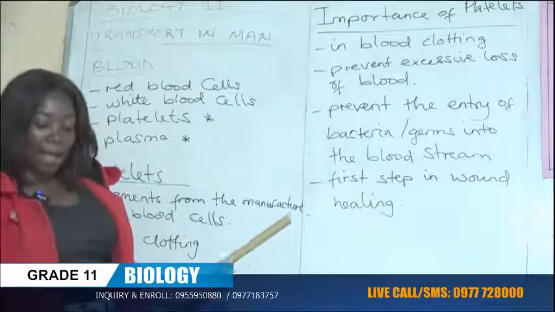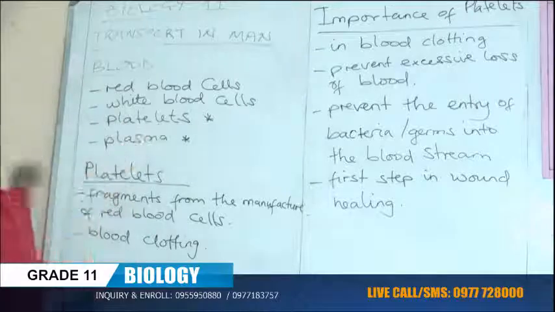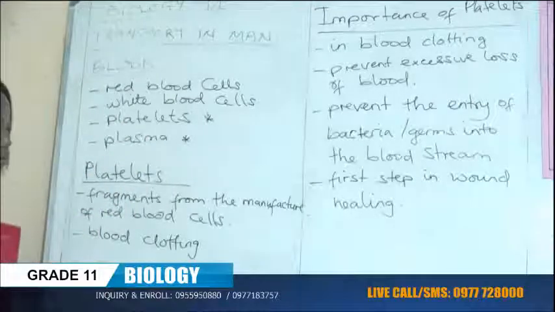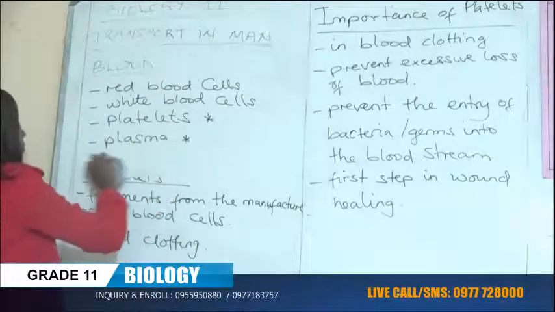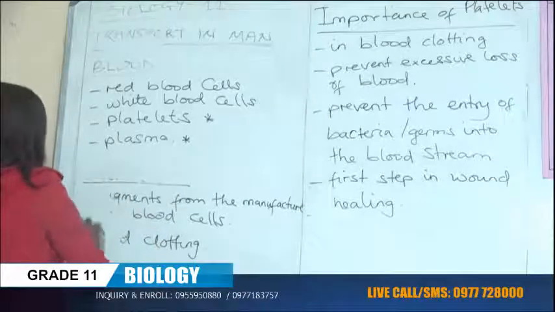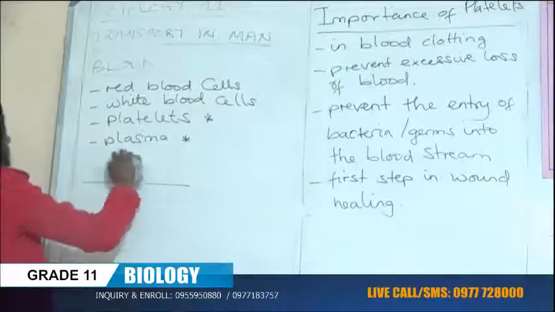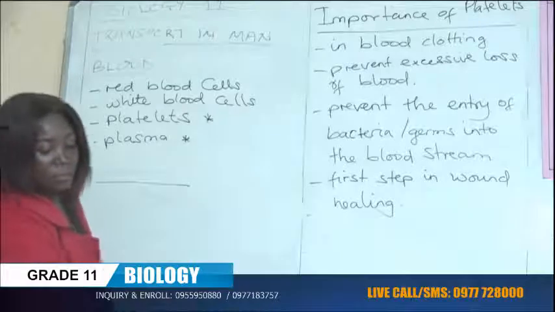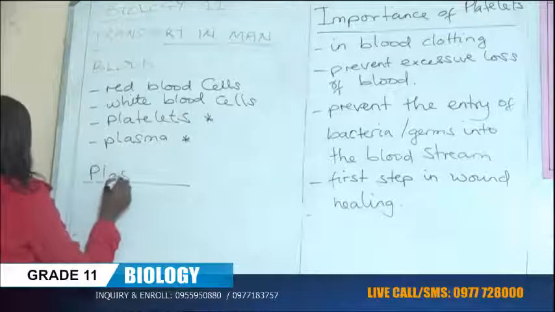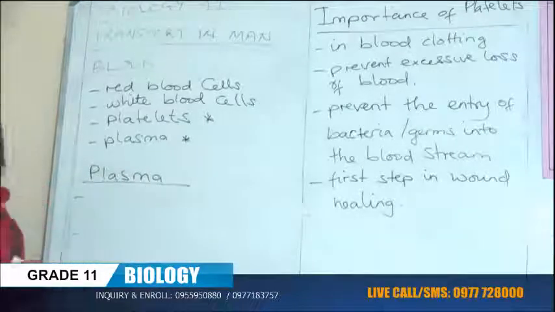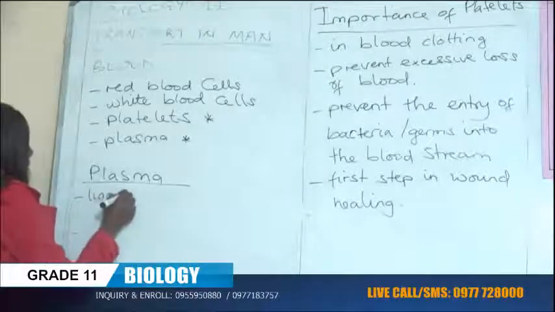Okay, so we'll now look at plasma, the last component of blood. Blood contains these four components. We've looked at red blood cells, we've looked at white blood cells, we just looked at platelets, and now we'll look at plasma. This is the liquid part of blood.